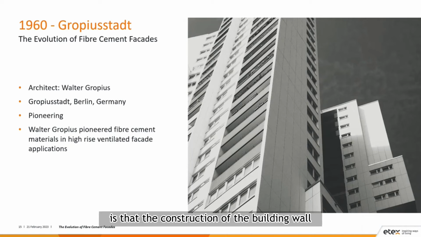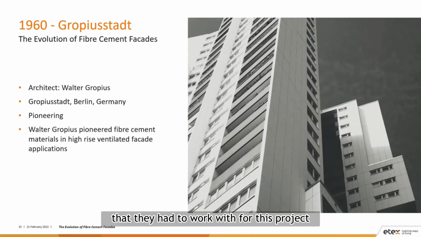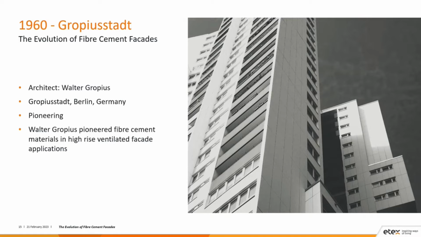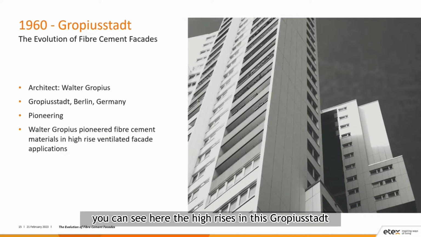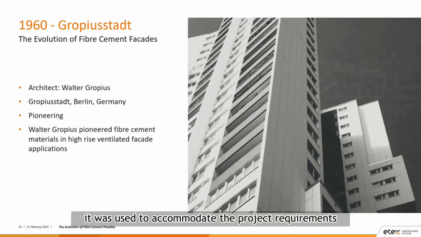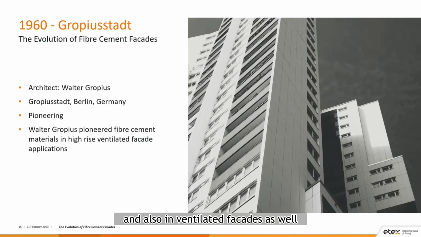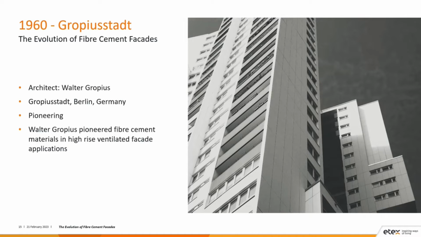The reason being is that the construction of the Berlin Wall happened at the same time. So it restricted the area that they had to work with for this project. So they had to build up, which, you can see here, the high rises in this Gropiusstadt project as well. In terms of this, it was used to accommodate the project requirements with the limited space available, but it also helped Walter establish himself as one of the pioneers of modernist architecture, and also in ventilated facades as well.